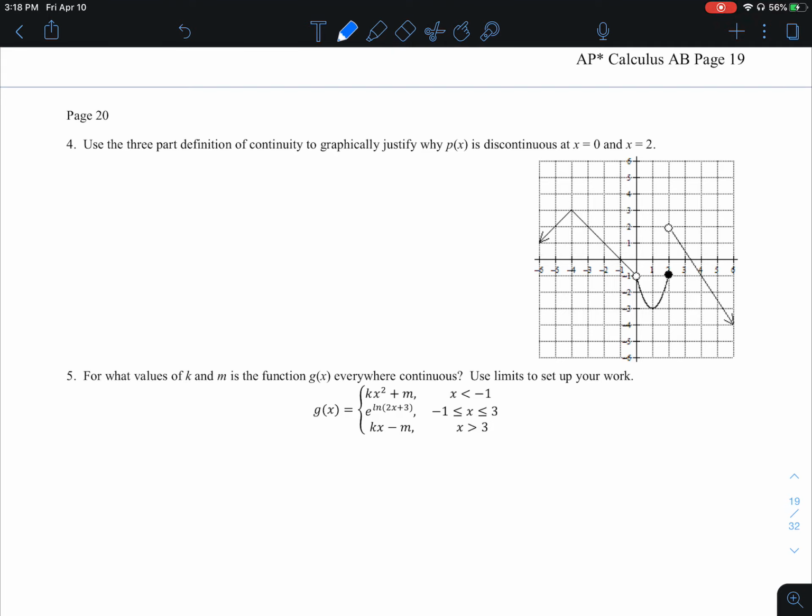Number 4, use the 3-part definition of continuity to graphically justify why p of x is discontinuous at x equals 0 and x equals 2.